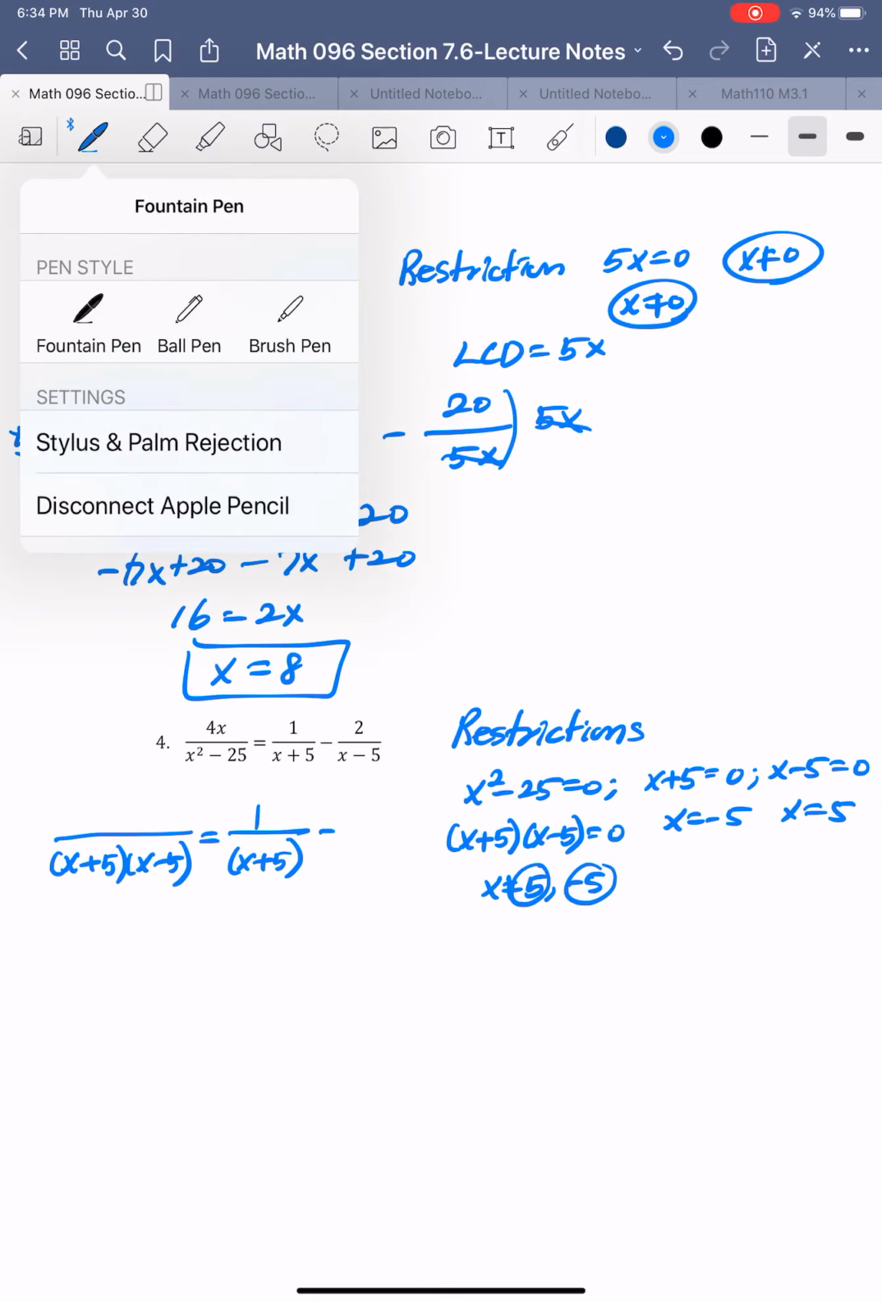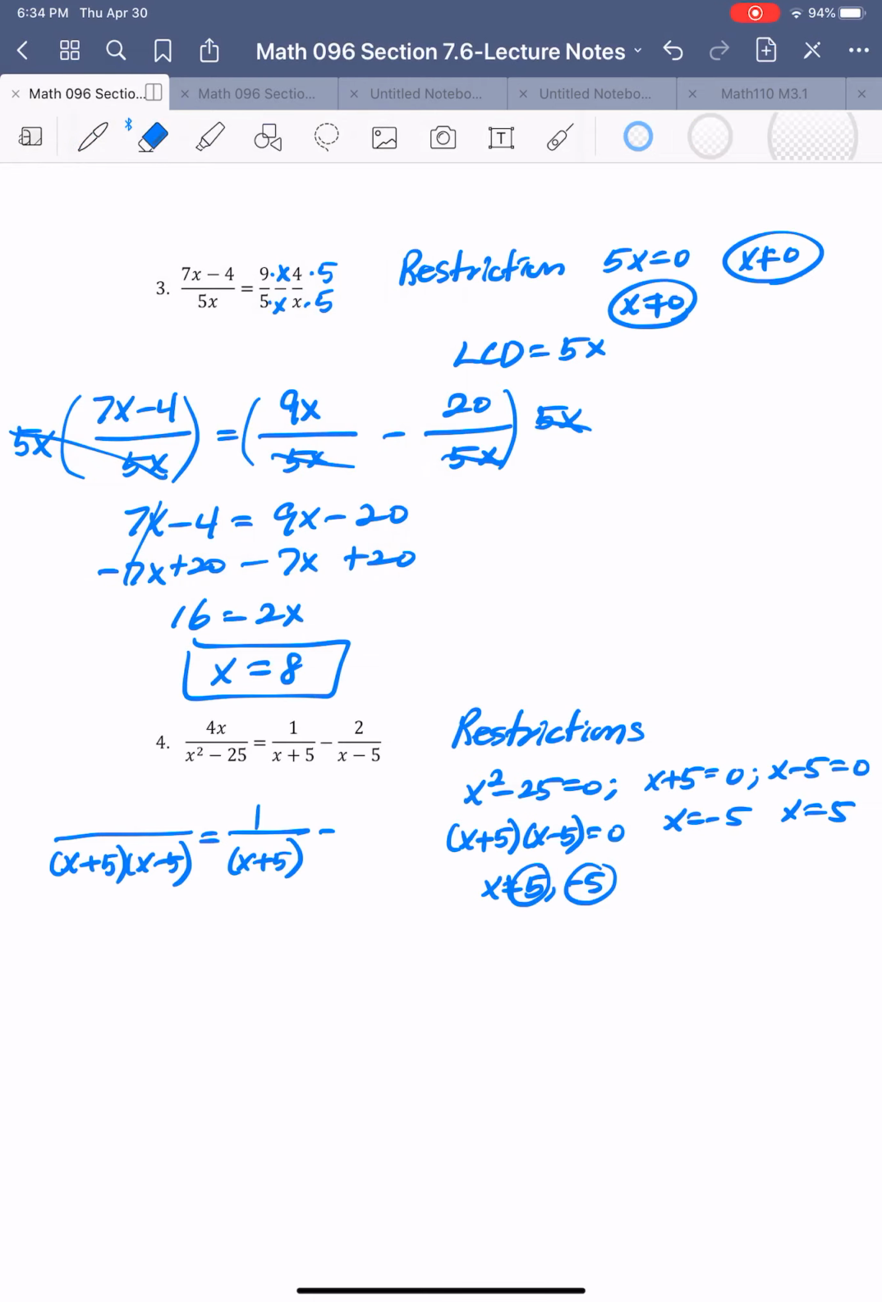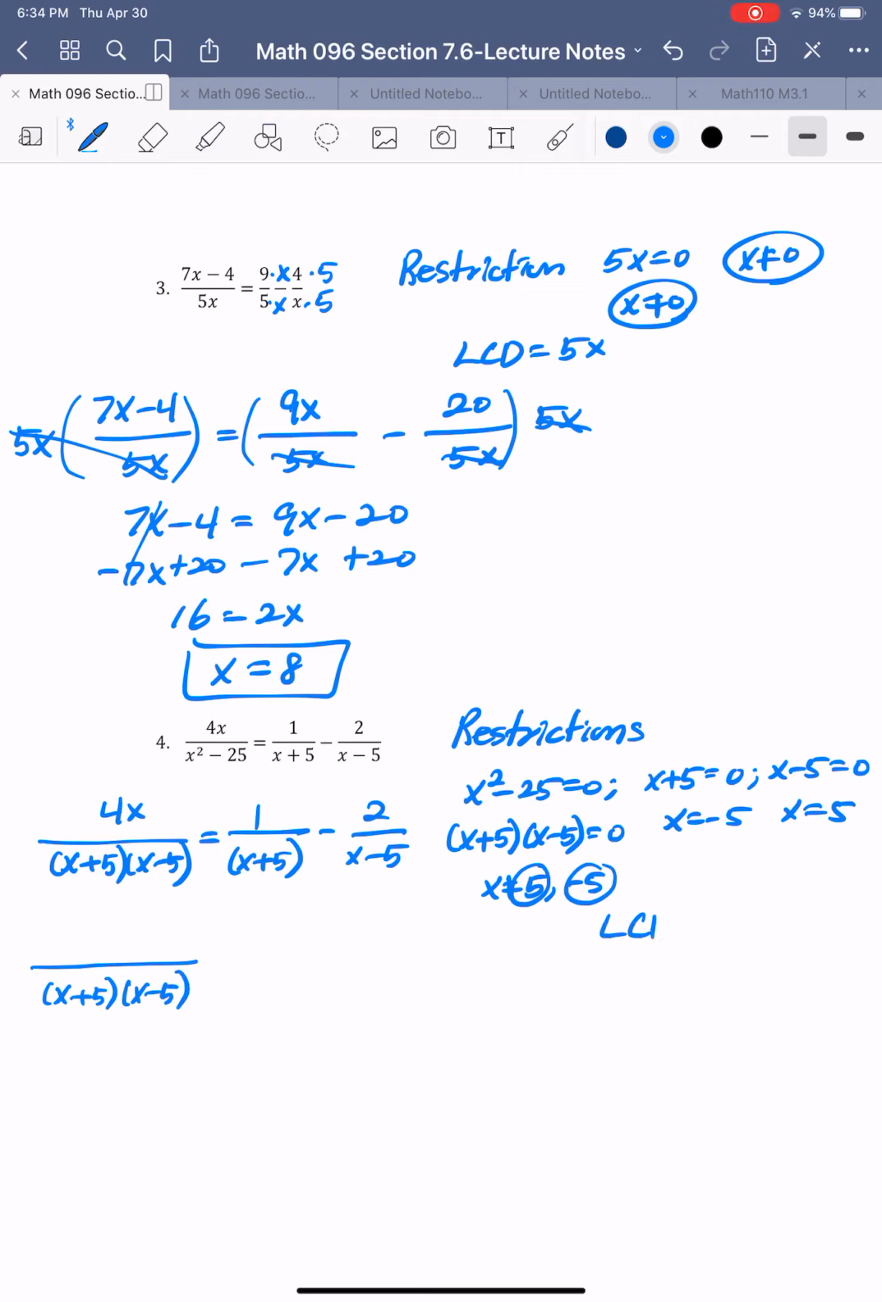Not 1, actually. Sorry. Oh yeah, we can put it 4x there. So I'm just going to take one more step, and then 2 over x minus 5. Now, I know the LCD is x plus 5 times x minus 5. So equal to x plus 5 times x minus 5 minus x plus 5 times x minus 5.